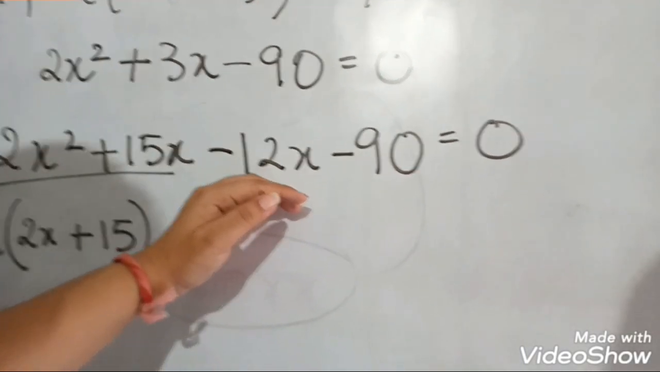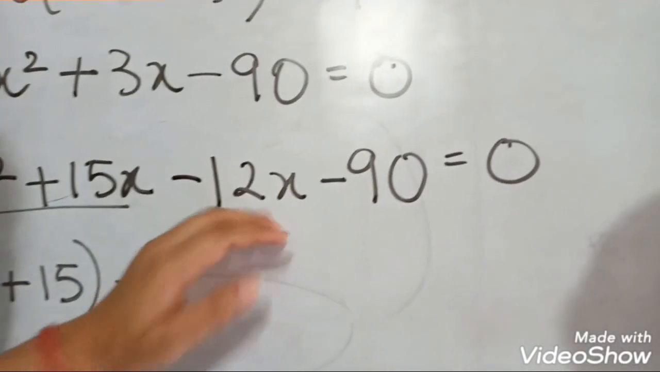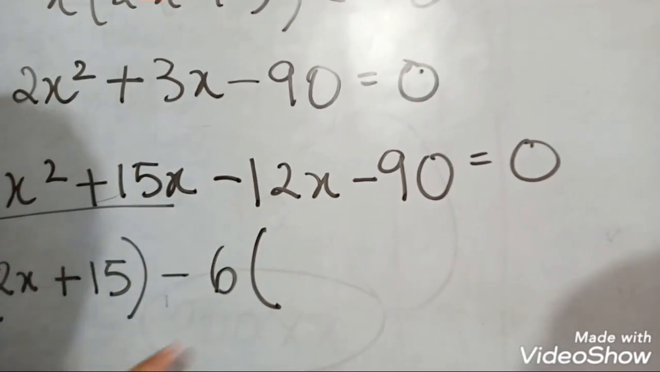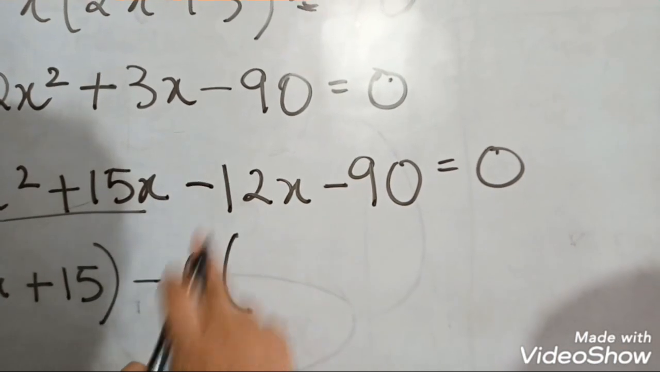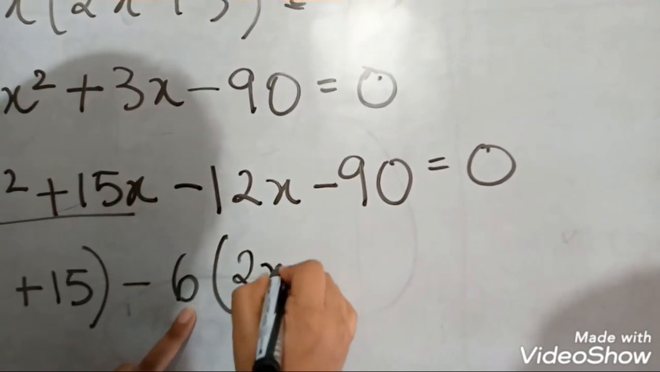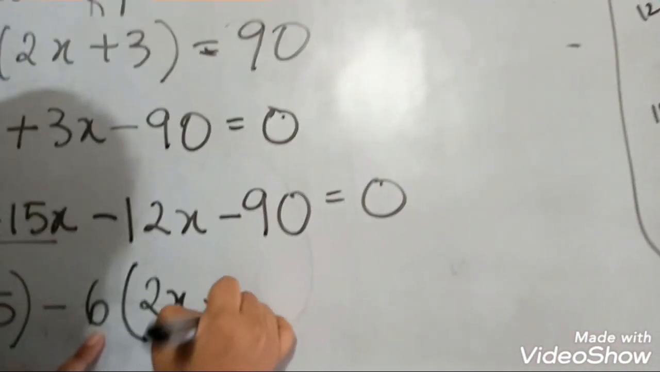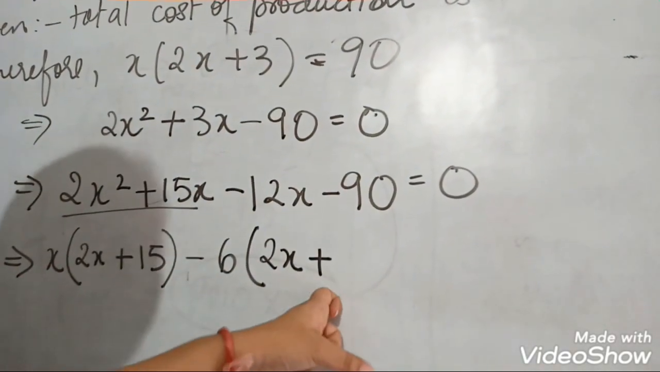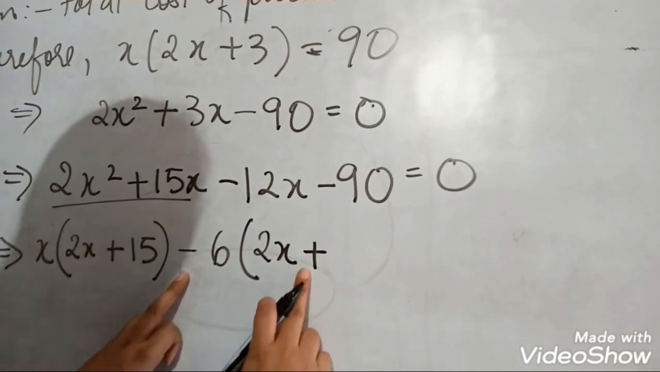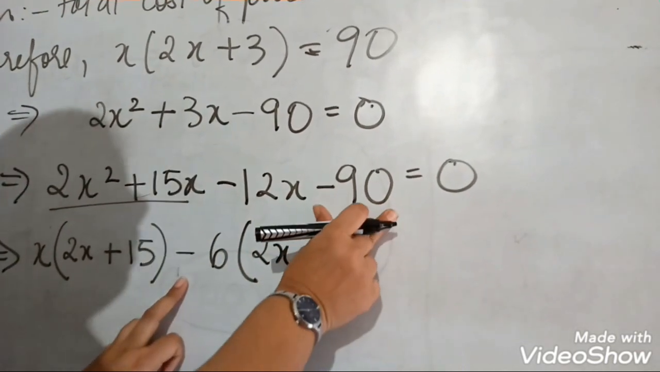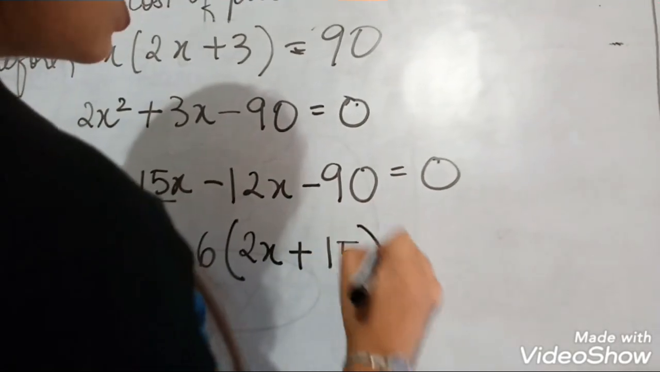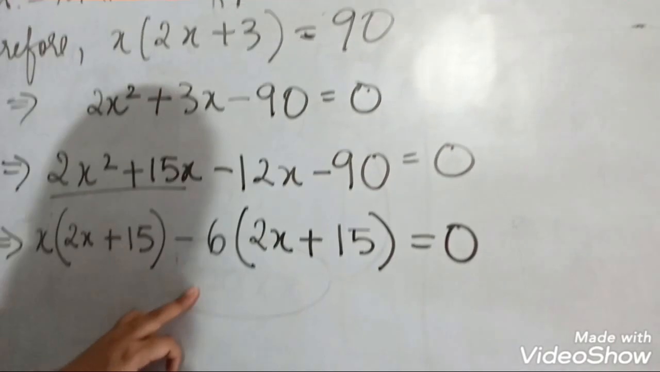So what am I going to do? I am going to take out 6 common from here. Now 6 2s are 12. So this will be 2x plus, since I have taken minus out, what are we left with? Plus, because minus multiplied by plus will give you minus 90 again. And 6 15s are 90, which is equal to 0.